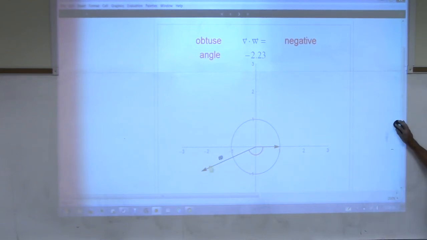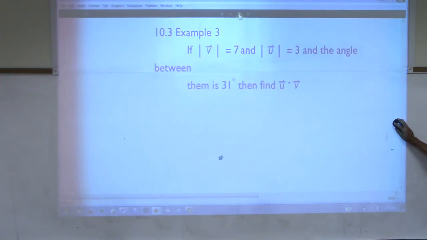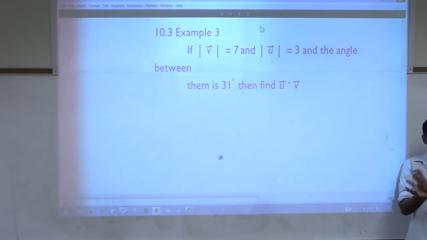Yeah, it's amazing. This is an amazing thing. All right, we're not going to have time for that. Next class, we'll talk about the angle between them and how we can find it. So if you give me two vectors, how do I find that angle?